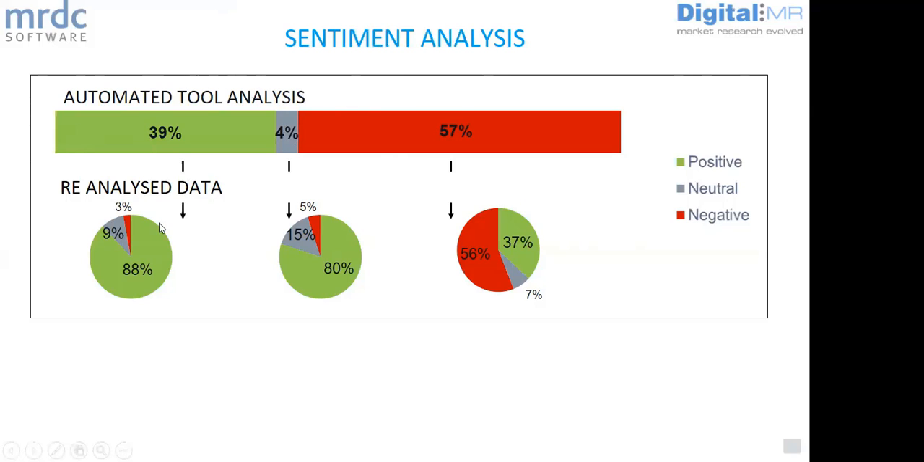When we analyzed the data with a customized machine learning model for beer in Spanish, as opposed to a generic language model, which is what automated tools have, we found those differences. Out of the positive posts, we found that 12% were not positive, 9% were neutral, and 3% were negative. Out of the neutral, 80% of the neutral was positive, and 5% was negative. And out of the negative, only 56% of the negative was actually negative. The rest was positive and neutral.